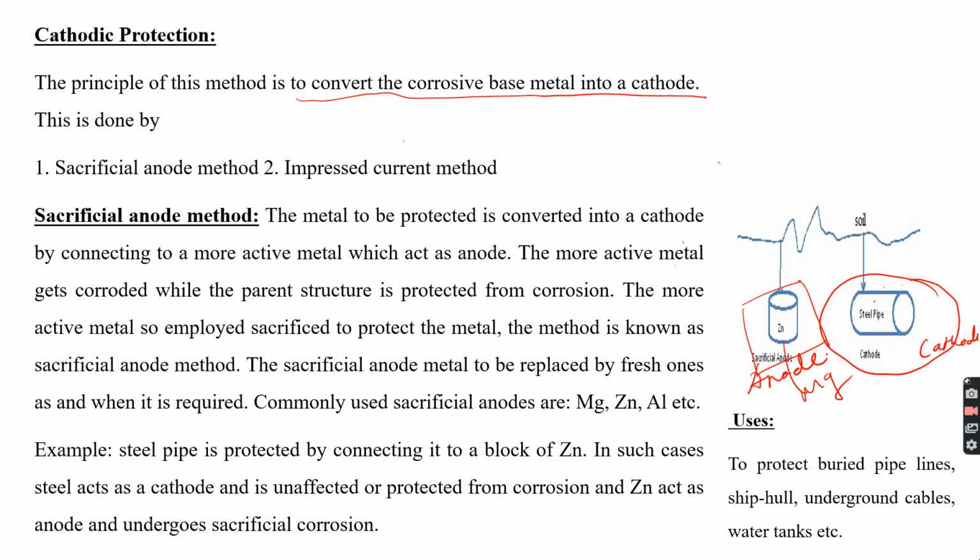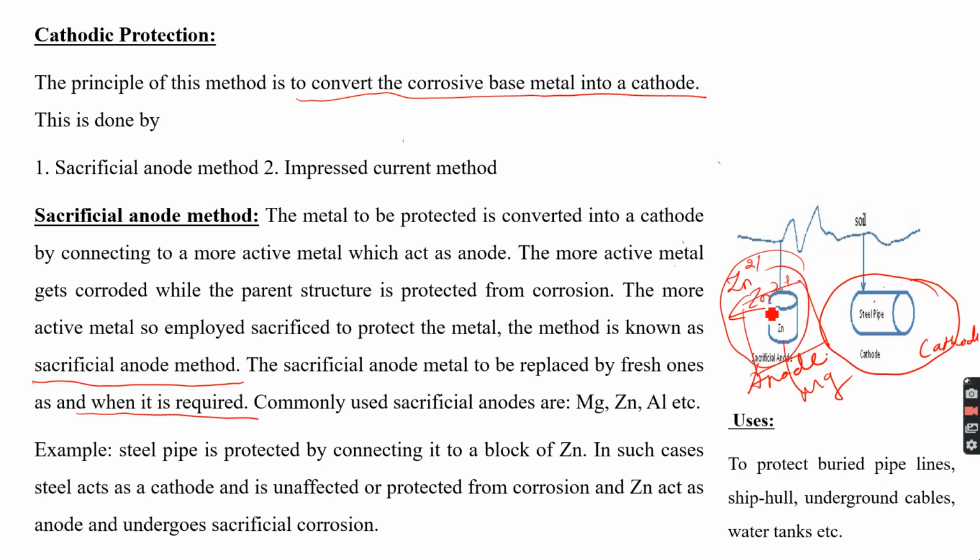The more active metal so employed is sacrificed to protect the parent metal. The method is known as sacrificial anode. That's why the anode is sacrificed in order to protect the parent metal. The sacrificial anode should be replaced by a fresh one as and when it is required. So it continues. The anode undergoes corrosion, and zinc is lost in the form of zinc ions.